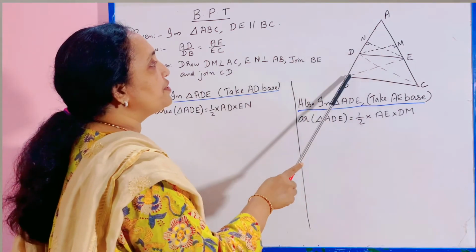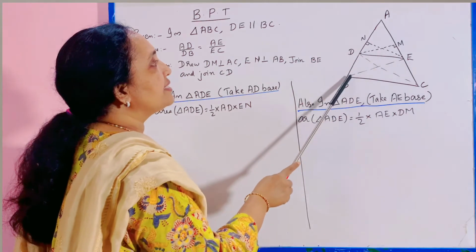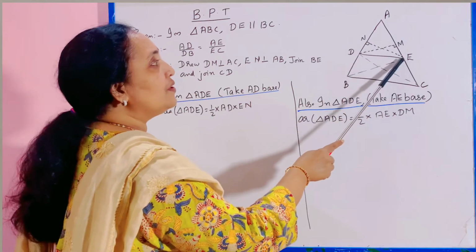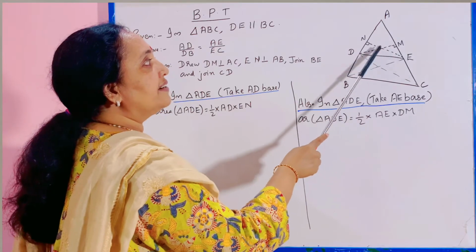So that is half into BD into EN, because this is an obtuse angled triangle. So the height will be, this will be the height. Okay.